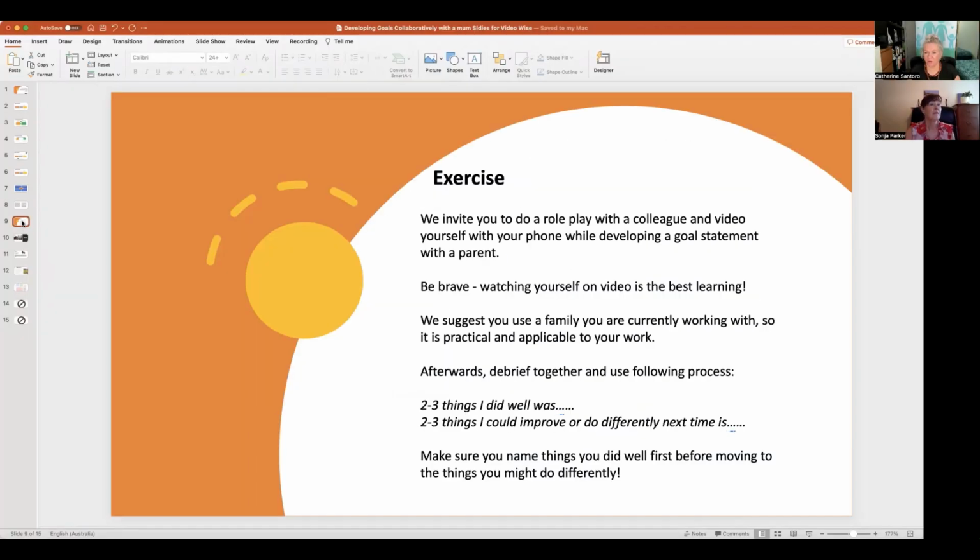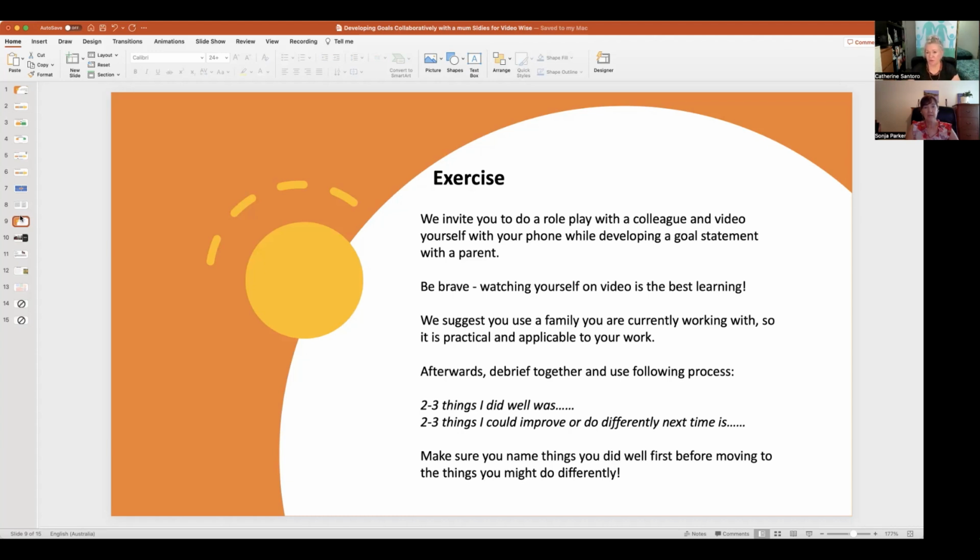We've developed our goal statement with Susanna. Thank you, Sonia. And we want to leave you with an exercise as a takeaway, so that you can run this video and do this exercise with yourself, with a peer or a colleague, or you could do it as a team exercise as well. So we invite you to do a role play and video yourself on your phone. Just get your phone, put the recording on the camera app, and video yourself while developing a goal statement with a parent. I know that sounds frightening and scary to some people, but be brave, because watching yourself on video is absolutely the best learning there is.